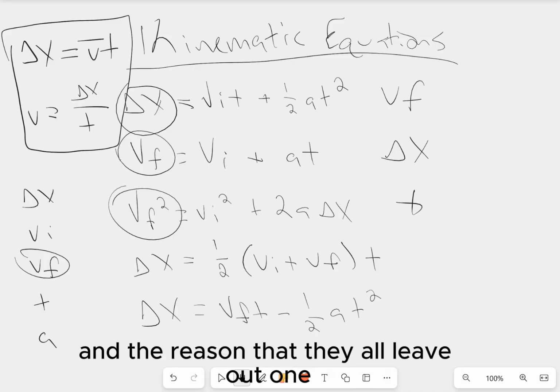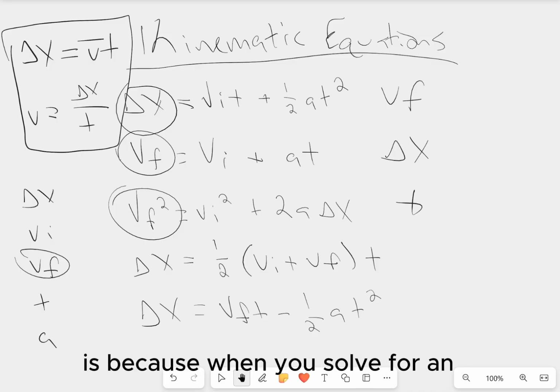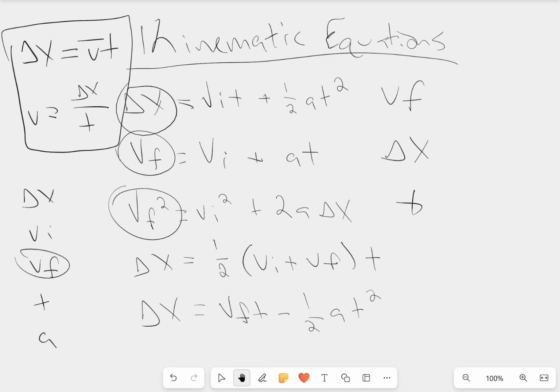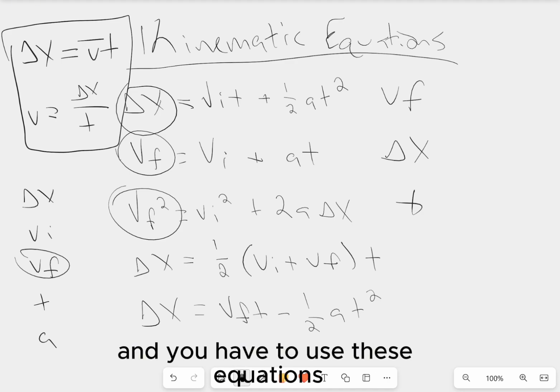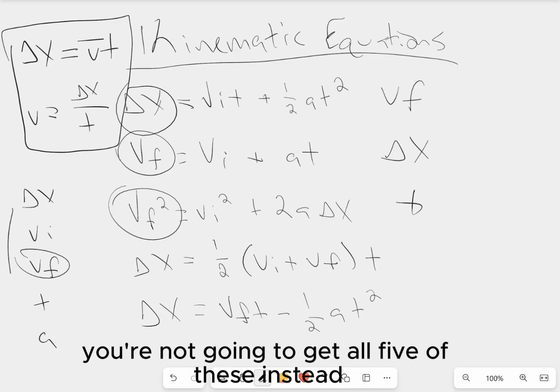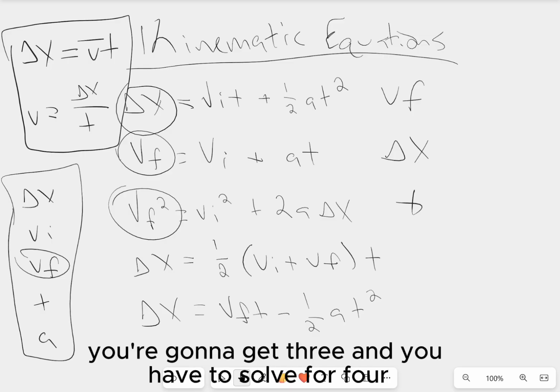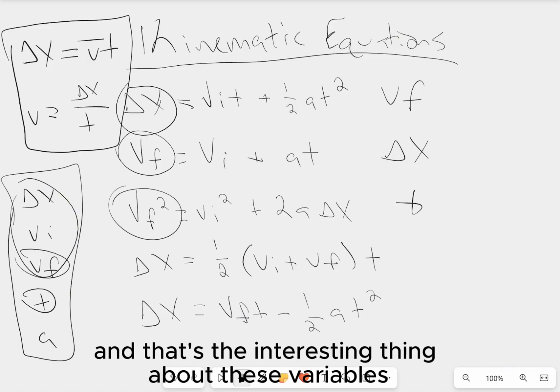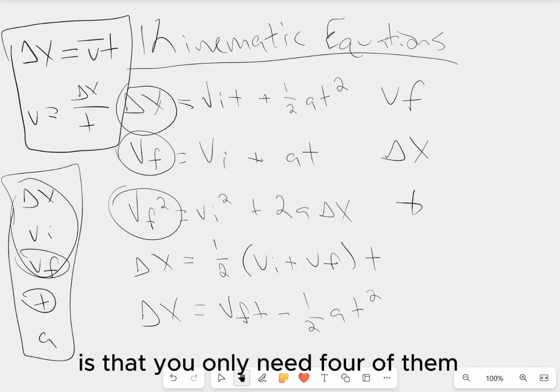And the reason that they all leave out one, and why it's really important, is because when you solve a word problem using these equations, you are not going to get every single variable. You're not going to get all 5 of these. Instead, you're going to get 3, and you have to solve for 4. That's the interesting thing about these variables, you only need 4 of them.